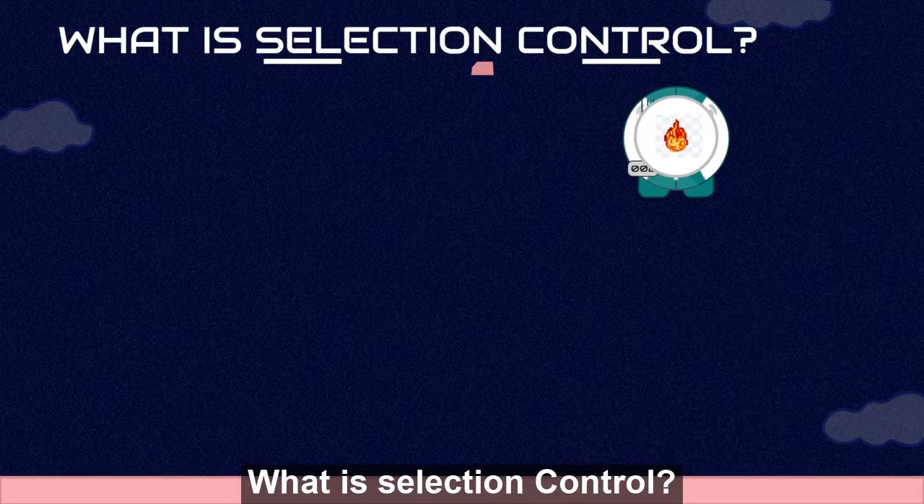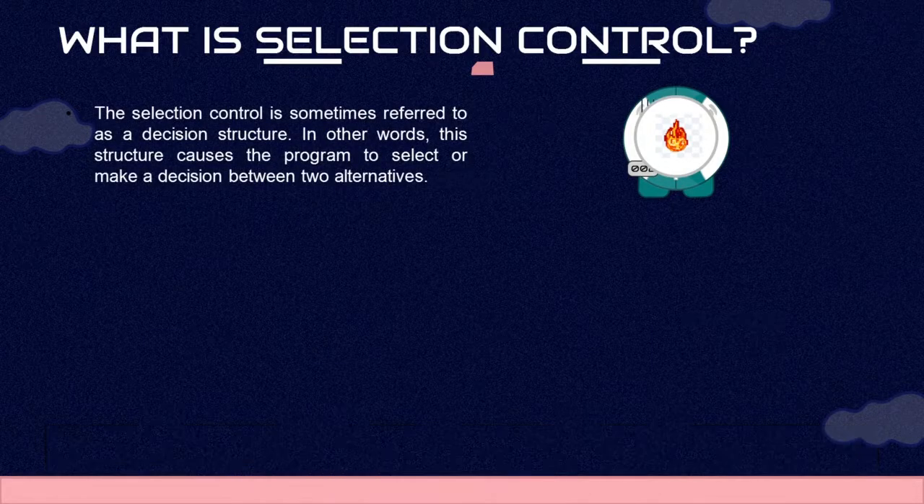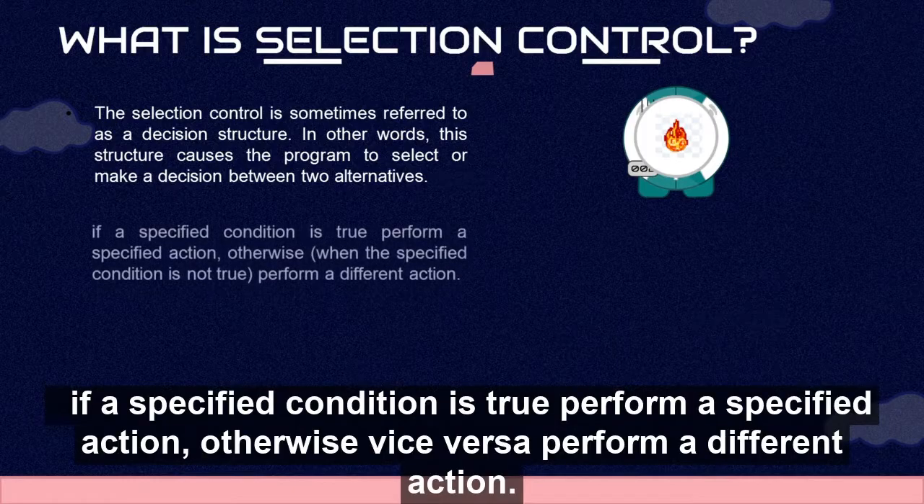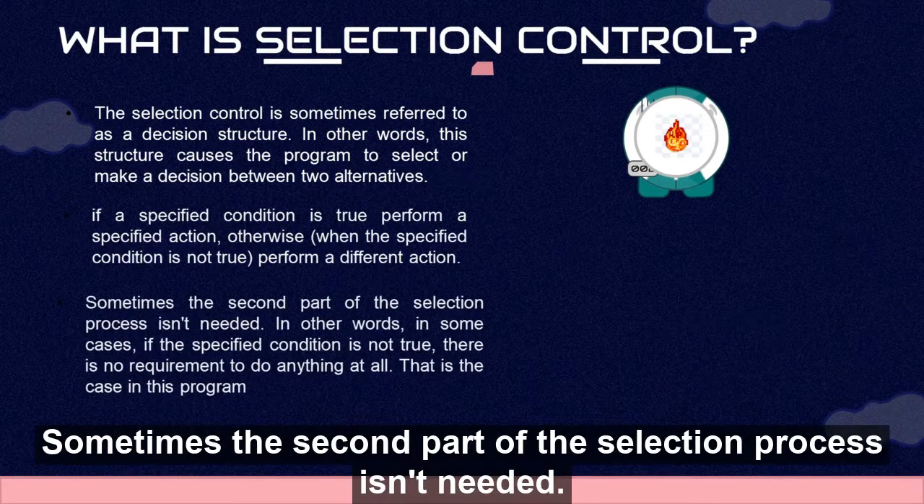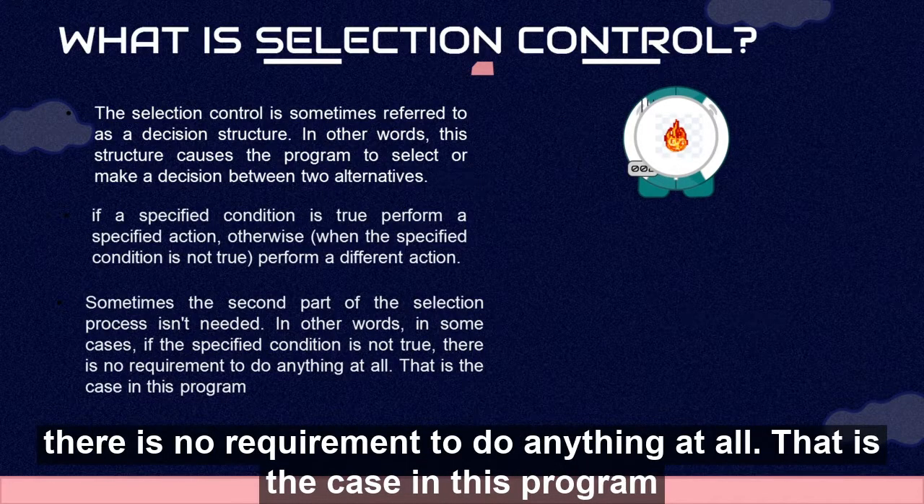What is selection control? Selection control is sometimes referred to as a decision structure. In other words, this structure causes the program to select or make a decision between two alternatives. If a specified condition is true, perform a specified action. Otherwise, perform a different action. Sometimes the second part of the selection process isn't needed. In some cases, if the specified condition is not true, there is no requirement to do anything at all. That is the case in this program.